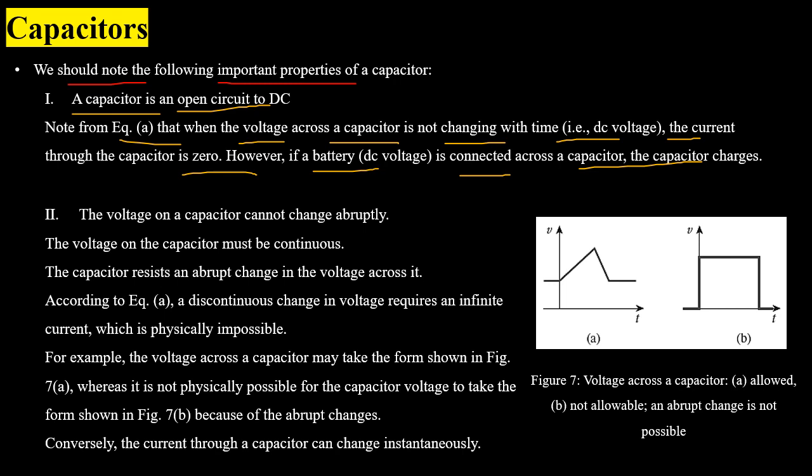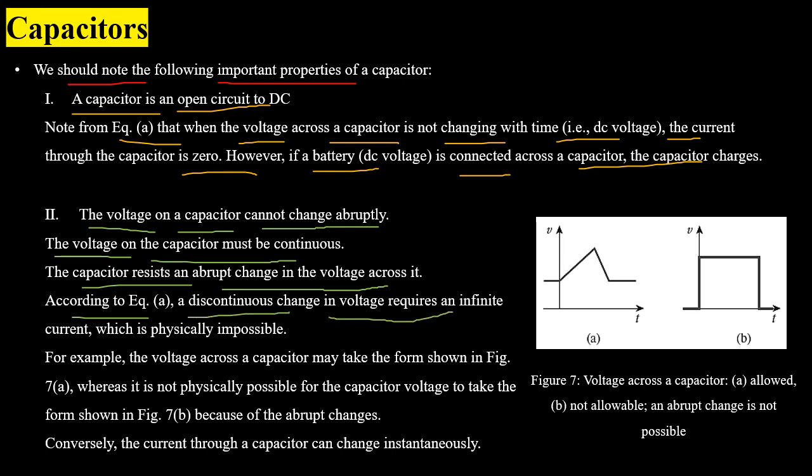Second, the voltage on a capacitor cannot change abruptly. The voltage on the capacitor must be continuous, and the capacitor resists an abrupt change in the voltage across it. According to equation A, a discontinuous change in voltage requires infinite current, which is physically impossible. For example, the voltage across a capacitor may take the form shown in figure 7a, which represents instantaneous changes, but practically it's not possible for a capacitor voltage to take the form shown in figure 7b, because the capacitor will resist the sudden changes. Conversely, the current through a capacitor can change instantaneously.